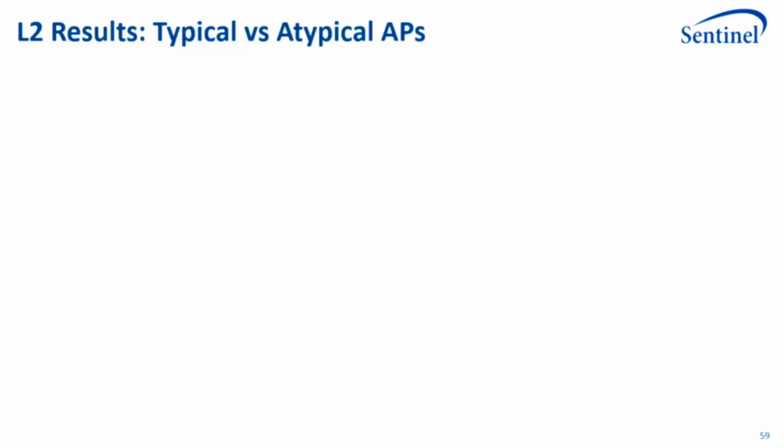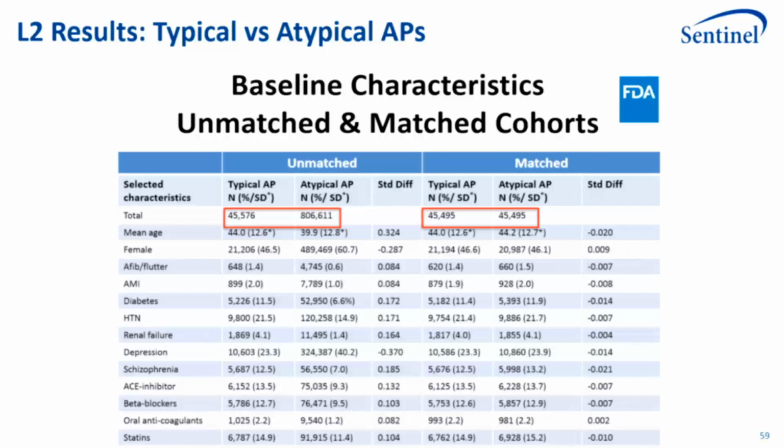A quick highlight of level 2 results. This is looking at the first aim, where we only compare typical antipsychotics versus atypical antipsychotics. As Noel mentioned, we by default provide the Table 1 characteristics. What's a little bit different is that in the level 2 analysis, we provide one Table 1 for the unmatched cohort and the other Table 1 for the matched cohort. And then you can see the total number of people in each cohort by exposure, baseline demographics, and then chronic conditions we specified to have or not have in the past 6 months prior to index date.